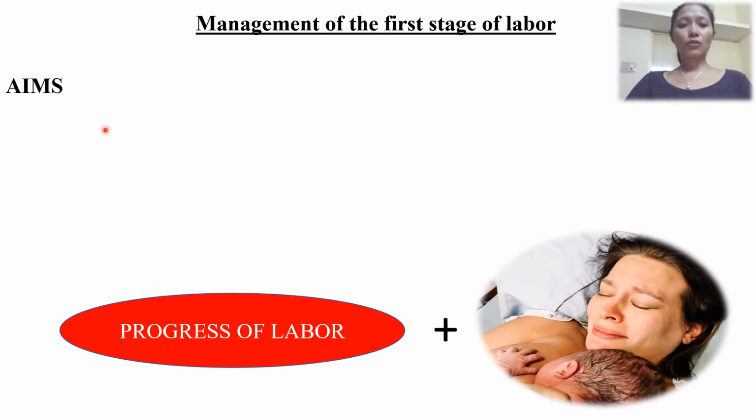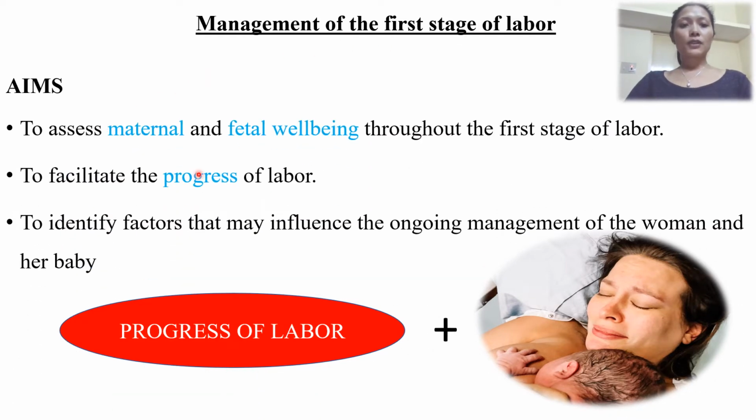So the aim you can mention is to assist the maternal and fetal well-being through the first stage of labor and to facilitate the progress of labor. Here in the diagram I mentioned it, right? And the fetal and maternal well-being. An additional point you can add is to identify the factors that may influence the ongoing management of the woman and her baby. So in case you have forgotten in the exam how to write the goal, you can just recall the diagram: progress of the labor and maternal and fetal well-being.